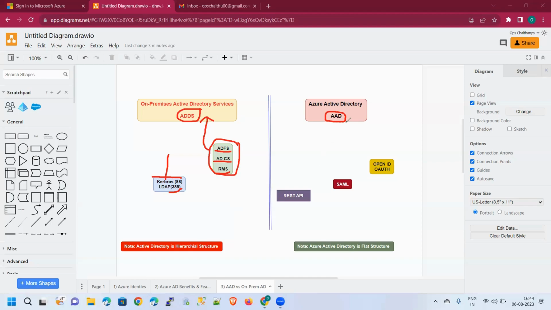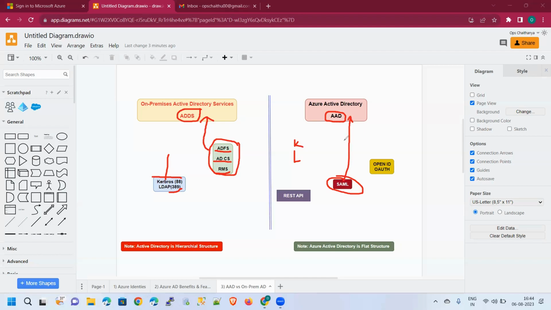So when it comes to Azure Active Directory, you don't need the Kerberos protocol here, and LDAP is also not required. Instead of Kerberos, we use SAML. What is SAML? SAML is Security Assertion Markup Language. It helps you do authentication securely by exchanging claims and tokens. With these claims and tokens, you can easily do authentication securely in Azure Active Directory.